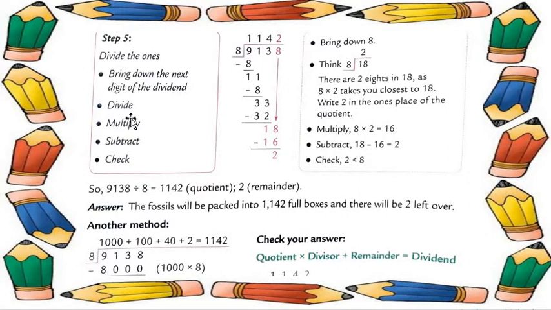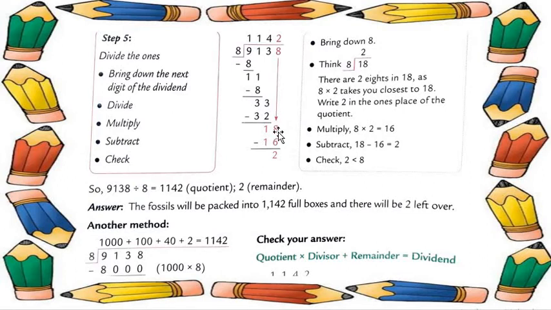Start in your fair book, all students. In your fair book you have to start solving step number 5. First of all, bring down the number. Which number? 8. The remainder here is 1, then you put the 8 next to it.